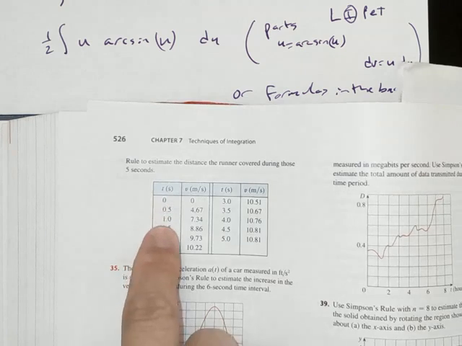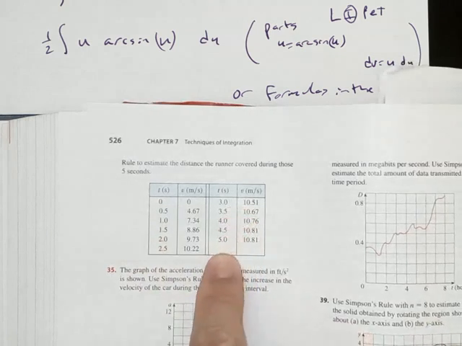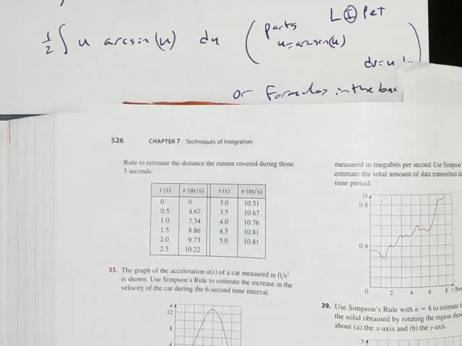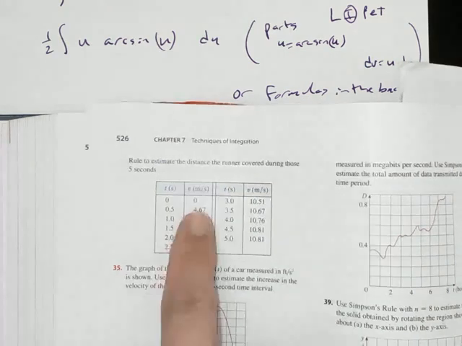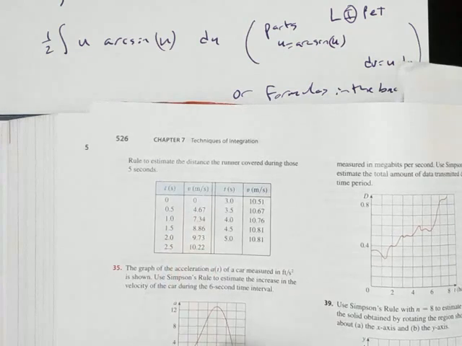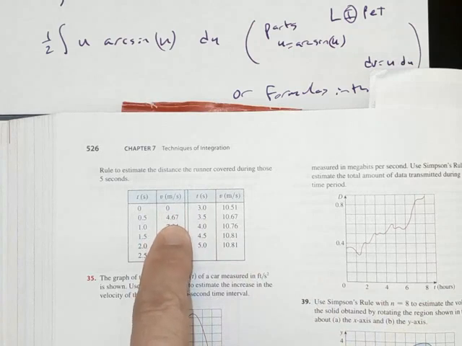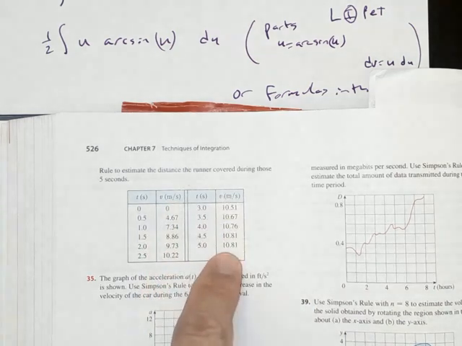x0, x1, x2, x3, x4, x5, x6, x7, x8, x9, x10. Good, there are 10. We have to have an even number for Simpson's rule, right? How far apart are my x's? That's delta x. And f of x are these numbers right here. So when it says use f of x0, we're going to use 0. When it says use 4 times f of x1, you do 4 times 4.67. And so all I have to do is put all the right coefficients in front of these numbers and add them up.